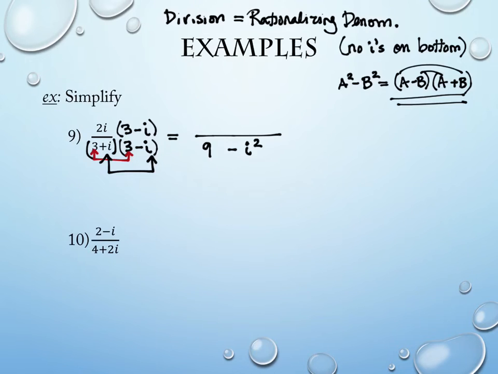I squared, right? So i times i is i squared. One's positive, one's negative, so it's negative i squared. You might say, well, but I still have an i. But you don't really, because what's i squared? It's -1. So this denominator is actually now 9 plus 1, which will become the number 10.